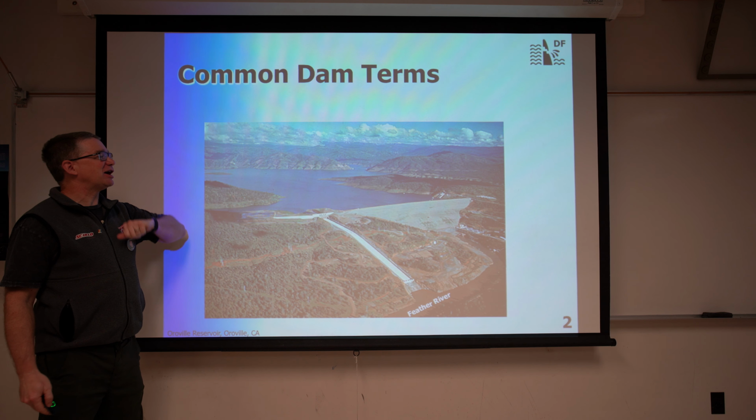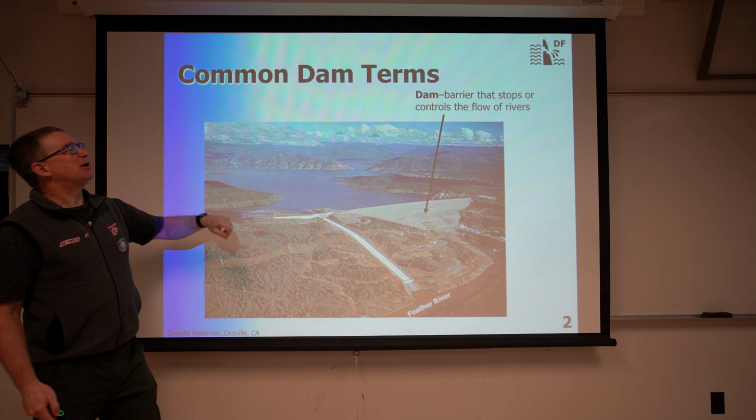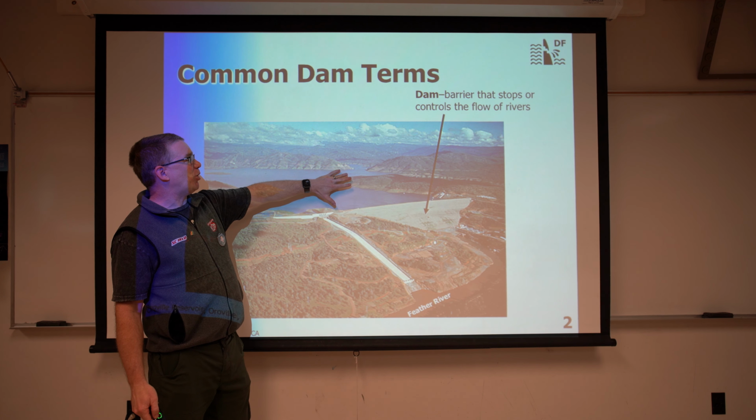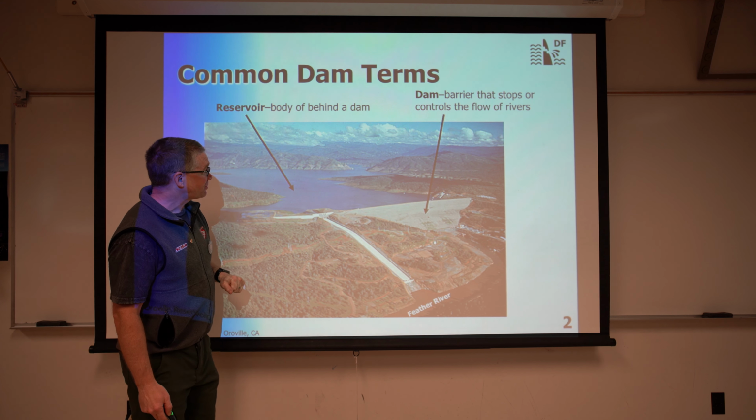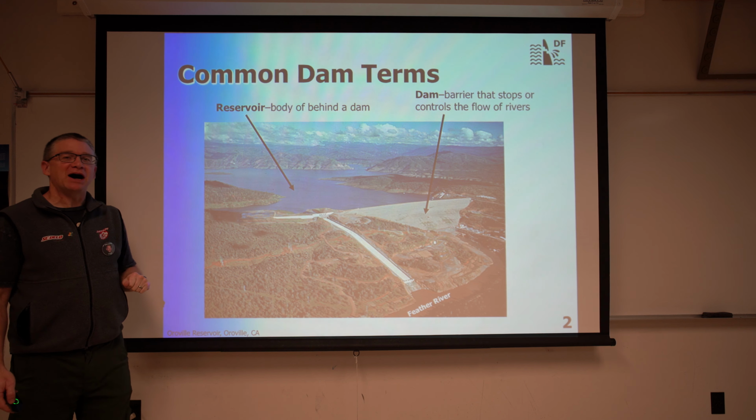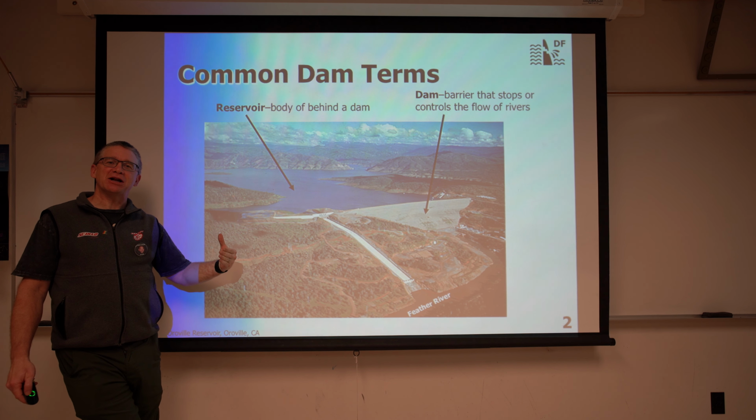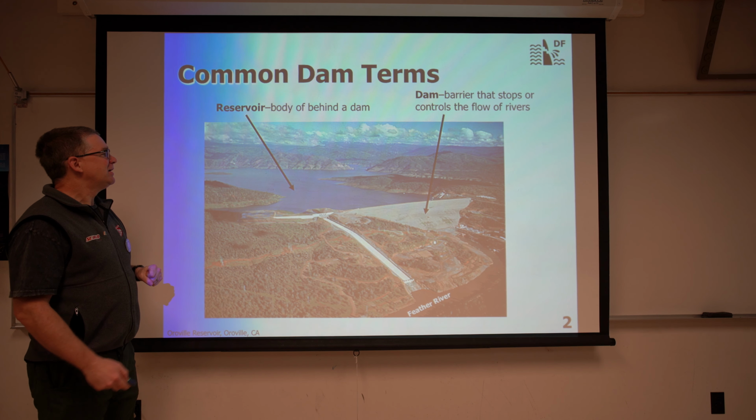This is the Oroville Dam in Northern California, the largest dam in the United States. The dam itself is that barrier that stops the flow of water, or controls the flow of the water, better way to put it. The reservoir is the body of water behind it. A reservoir, sort of by definition, is an artificial body of water. It's man-made, as opposed to a lake, which is naturally occurring.